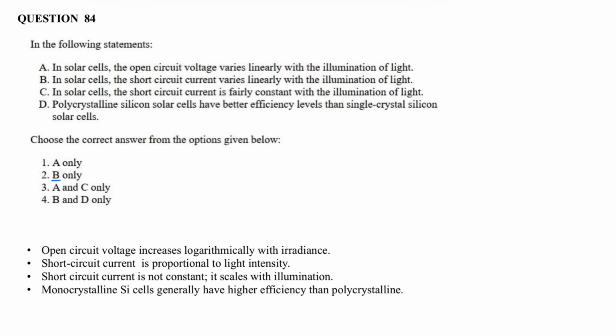Question number 84. Four different statements are given. We need to identify the correct statement. In solar cell, open circuit voltage varies linearly with illumination light.